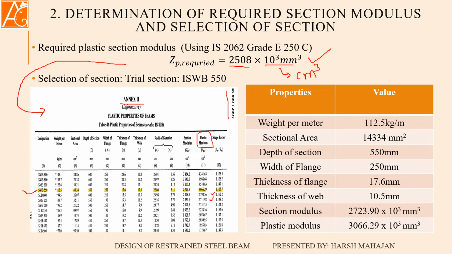So we are taking ISWB 550. These are the properties directly taken from the table. So this is the weight. We will consider it for moment and shear calculation again. Sectional area, depth, width of the flange, and section modulus. This is the elastic modulus and the plastic modulus.